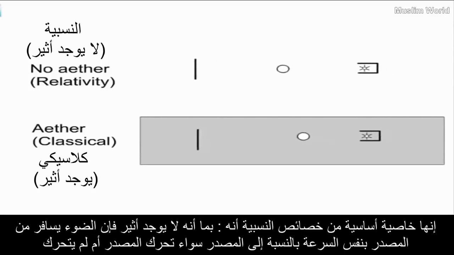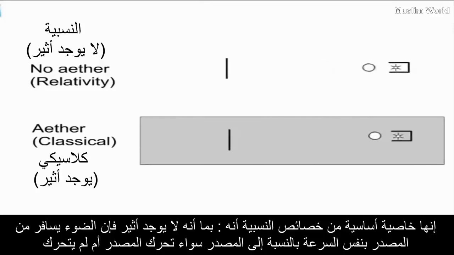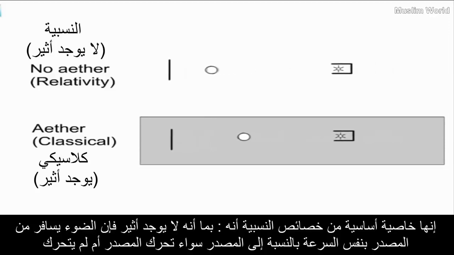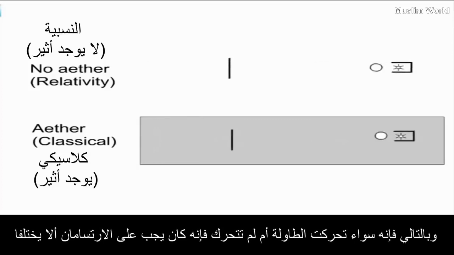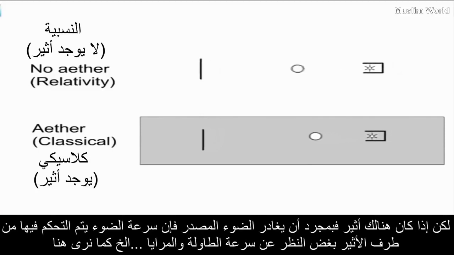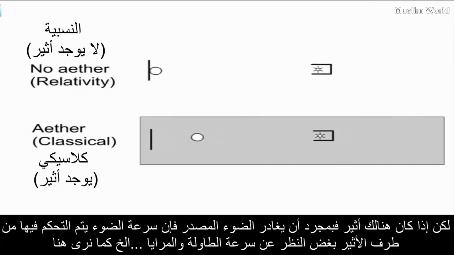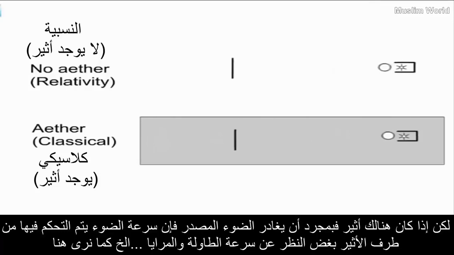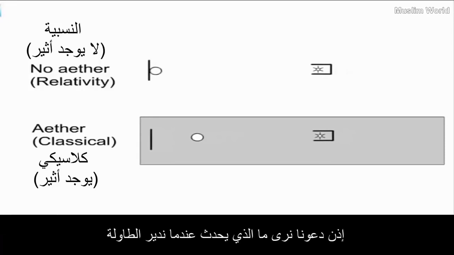It is a fundamental feature of relativity that it claims that as there is no ether, light travels away from a source at the same speed relative to the source, whether the source is moving or not. Thus, whether the table is turning or not, the fringe patterns should stay the same. But if the ether exists, once the light has left the source, the speed of the light is controlled by the ether, independent of the speed of the table, mirrors, etc., as we see here. So let us see what happens when we rotate the table.